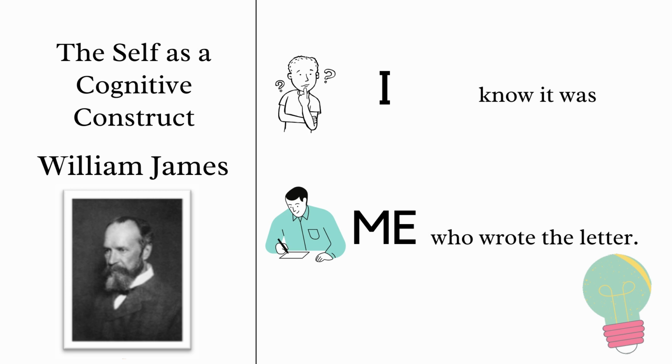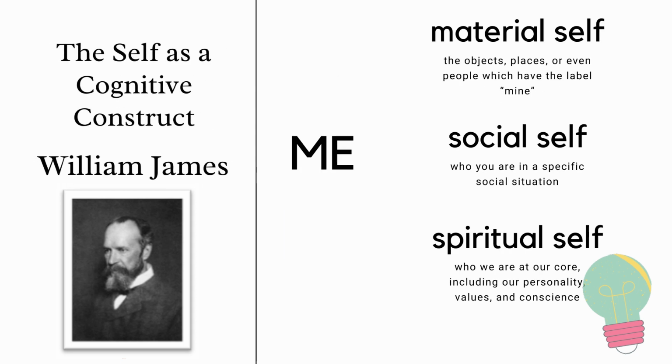For example, in the statement, I know it was me who wrote the letter. The I is the subject or the one who thinks, while the me is the object or the one who does the action, that is writing. James further divided the me self into three: the material, the social, and the spiritual.